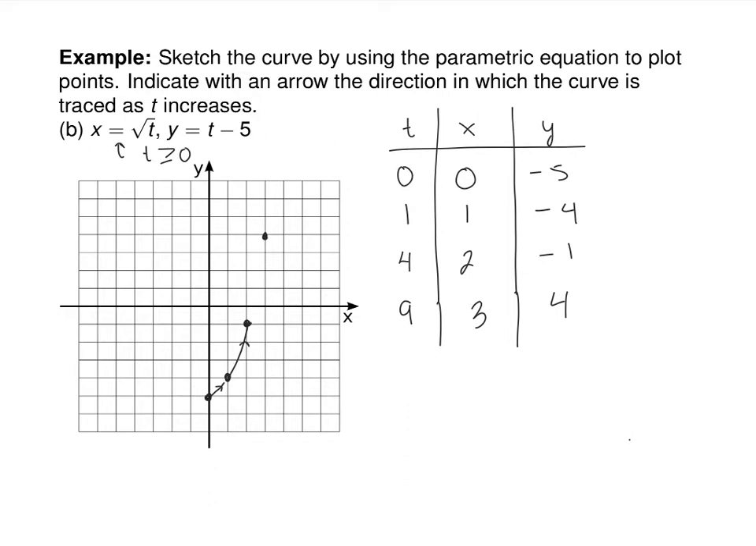And our curve goes in this direction. And this time, as there is no restriction stating a last t value we should plug in, you should indicate that this curve keeps going forever and ever. Notice what this looks like. This looks like the right half of the parabola y equals x squared minus 5.